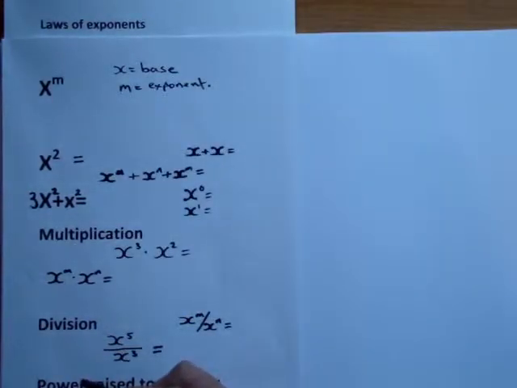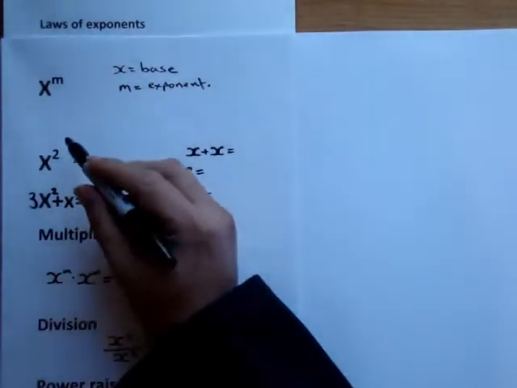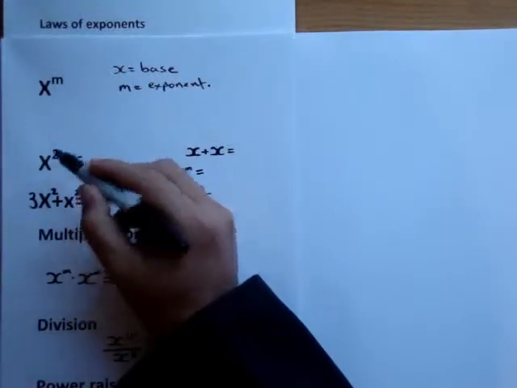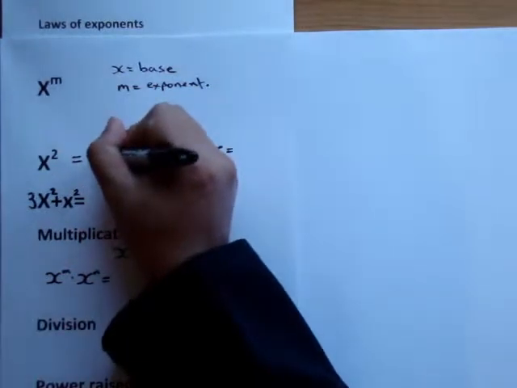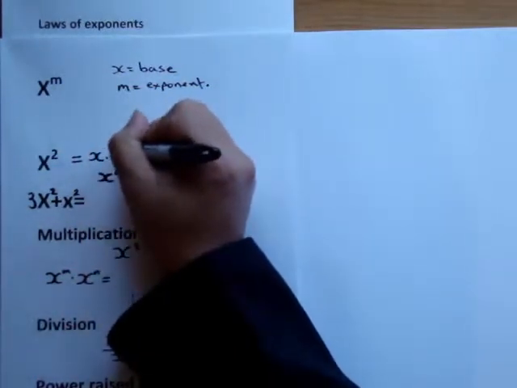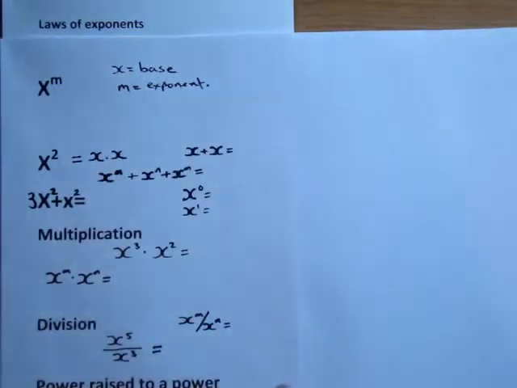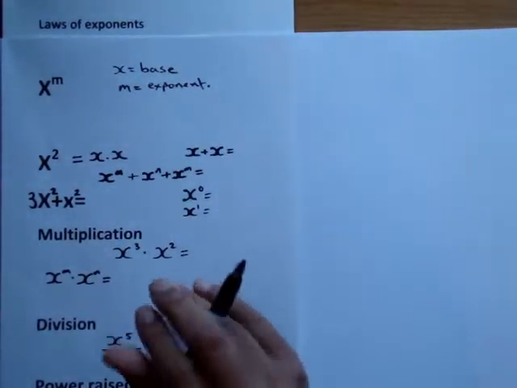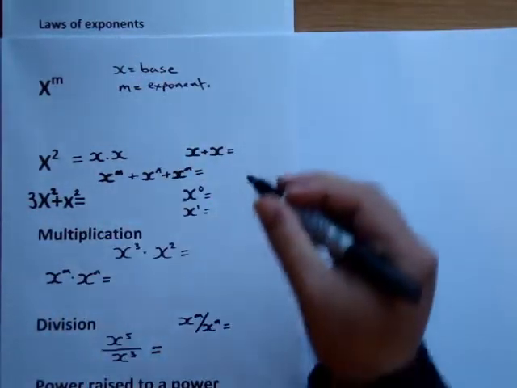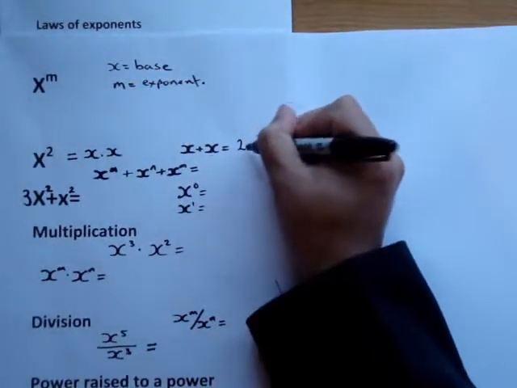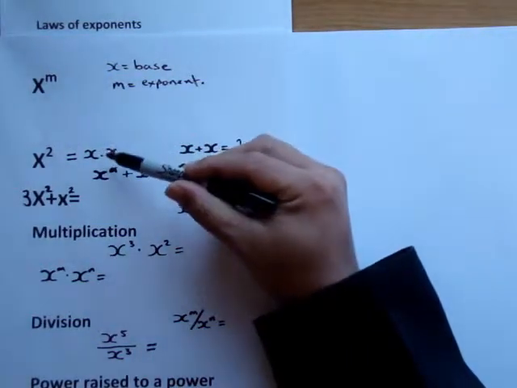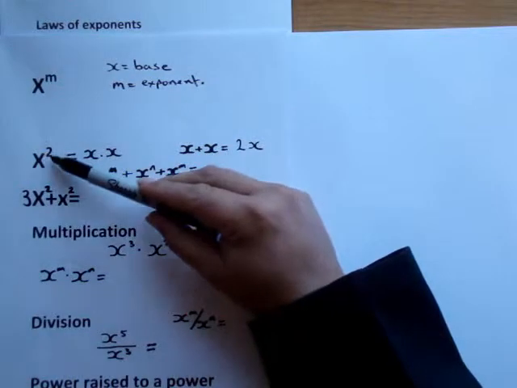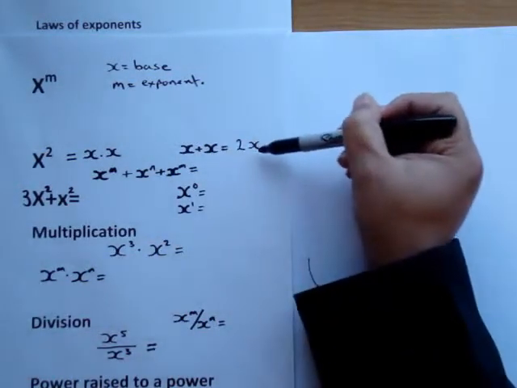When we talk about x to the power 2 or x squared, this is a product, so it's x multiplied by x. If we have the sum of two bases, x plus x, this is simply 2x. So we mustn't get this confused with x times x, which is a product, is x squared. X plus x, which is a sum, is 2x.